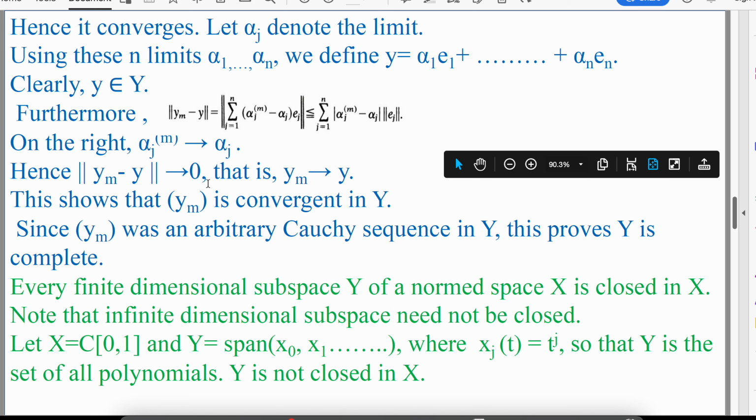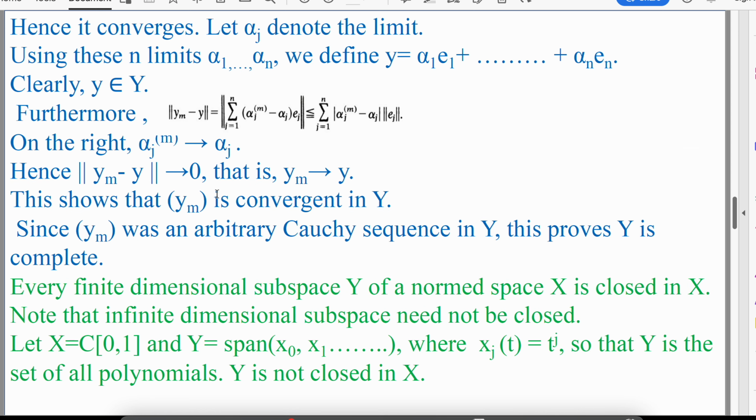It means ym is convergent in Y. So we have shown that, because in the first line we considered ym to be an arbitrary Cauchy sequence in Y, Y is complete, because any arbitrary Cauchy sequence in Y converges to a point in Y. Here I want to say that every finite dimensional vector subspace Y of a normed space X is closed in X. And in case it is not finite dimensional, then the space need not be closed.